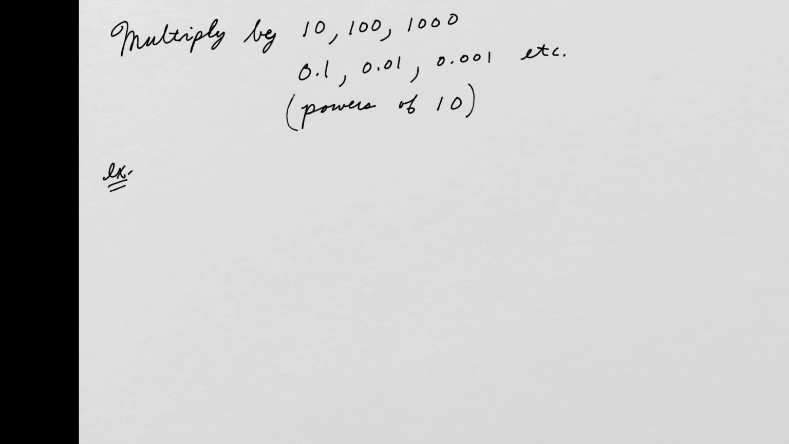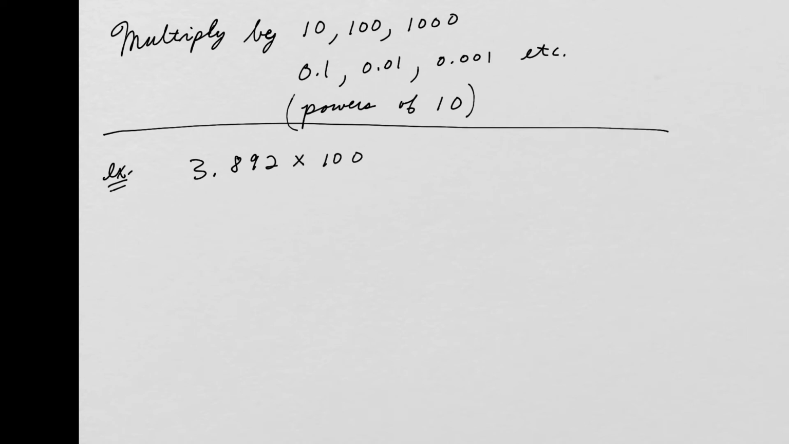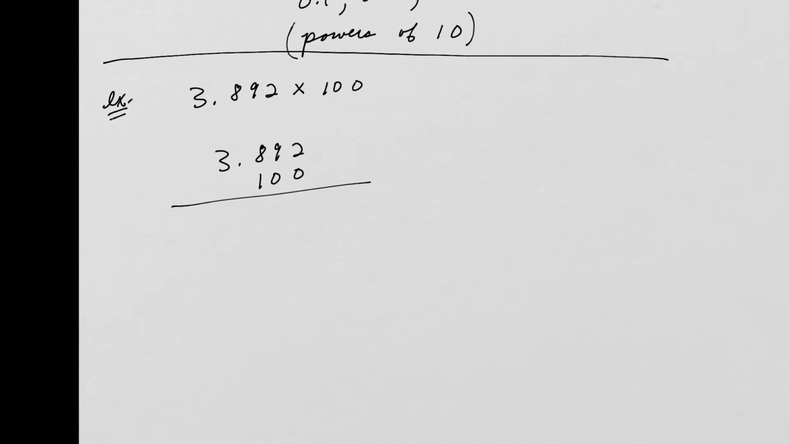Let's say I want to multiply 3.892 times 100. Okay, so I'm going to line this up and do it like I normally would. And then we'll figure out a much easier way of doing this. So I have 0 times 2, right, is 0. 0 times 9, 0. 0 times 8, 0. 0 times 3 is 0. And I put a 0 here.